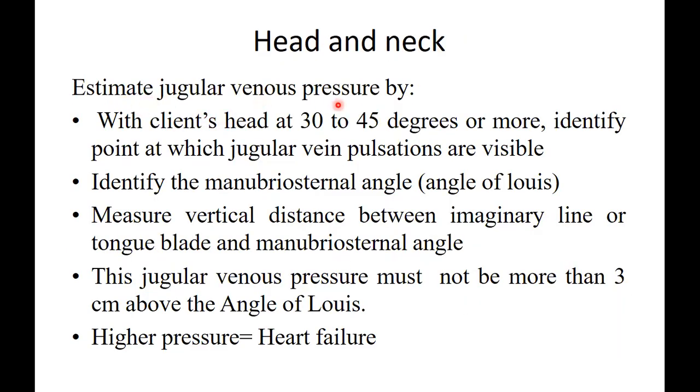So how do we estimate jugular venous pressure? Basically, we want the client's head, just the head, to be elevated at 30 to 45 degrees. Then we need to identify the manubriosternal angle, or the angle of Louis. Then we measure the vertical distance between the imaginary line, or the tongue blade, and the manubriosternal angle. So this jugular venous pressure must not be more than 3 centimeters above the angle of Louis. Now, higher pressures indicate heart failure.